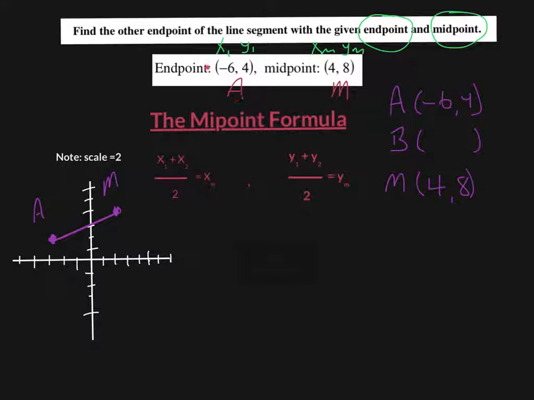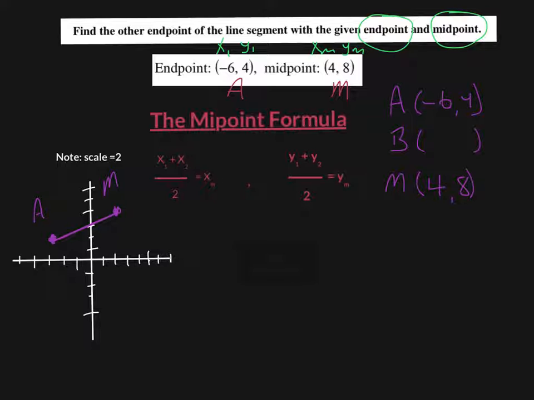And I'm going to label these coordinates as x sub 1, y sub 1. So over here, you'll see I have labeled A is at -6, 4. B is, I don't know yet. That's what we're looking for. We're looking for the other endpoint. And M is 4, 8.